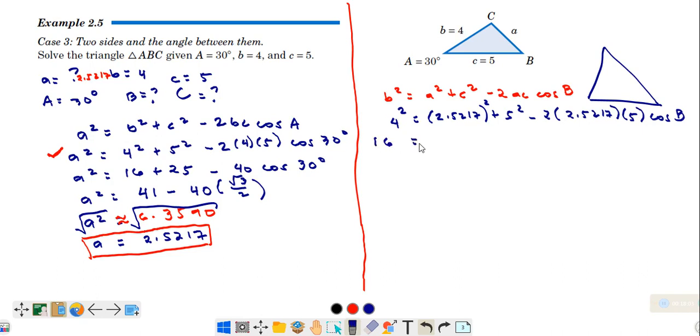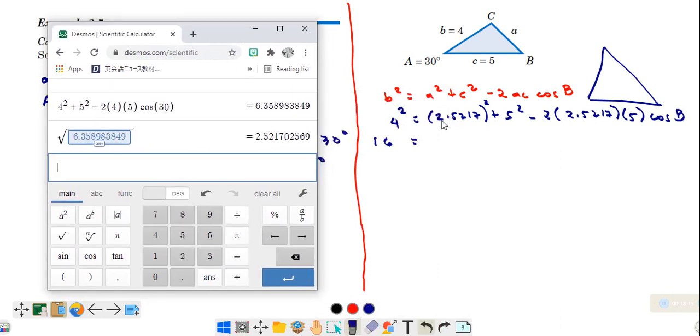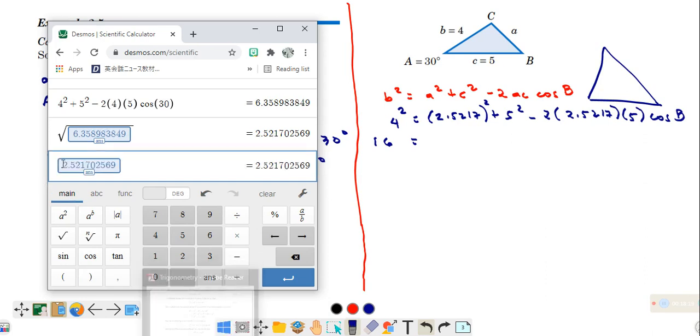We have here 16. And as I've mentioned earlier, super tamad ako. So, dito, shortcutin na natin siya. Yan. So, meron tayong 2.5217. Or ito yon yung answer kanina. So, I will just input here answer, which is 2.521702569. I am closer to the exact value by doing this. And then, I will square it. So, meron na tayong a squared plus 5. So, meron tayong 5 squared.